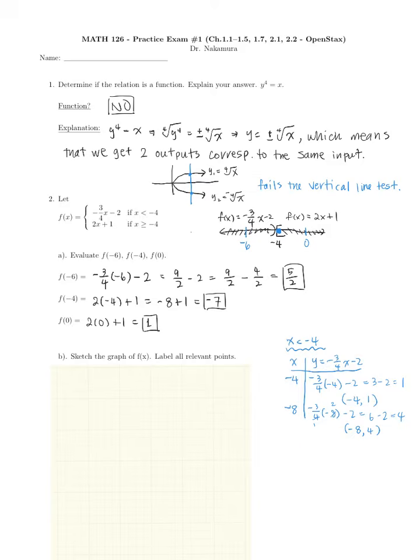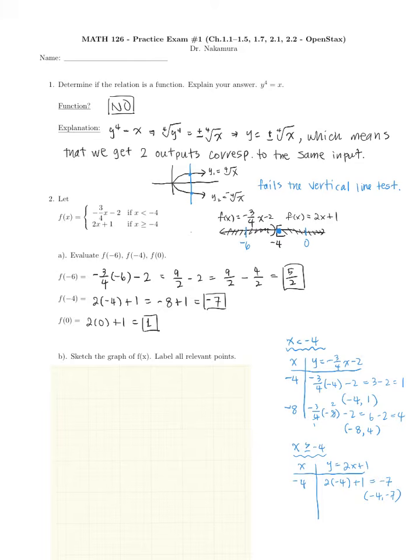Okay, so now let's check out the other one. For x greater than or equal to -4, I'm going to do the same business. Your y is 2x plus 1. Starting point is again -4, so let's check what the y value is going to be. Okay, so then what? This is -8 plus 1, which is -7. So we need to plot -4, -7.